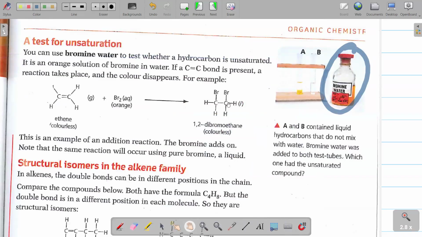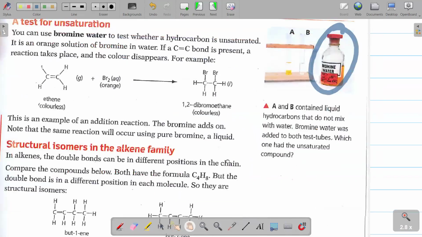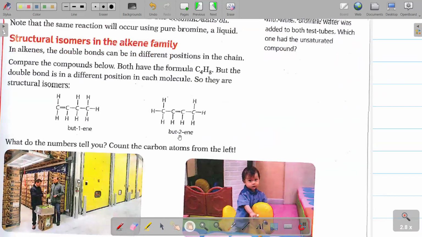Okay, so what happens in this addition of bromine? We get a halogenoalkane, which is 1,2-dibromoethane. And alkenes also give isomers. Yesterday we discussed the isomers. What do we call these types of isomers? They are isomers because of the position of the double bond, isn't it? Yes, that's why they are positional isomers. Is it clear? Yeah.